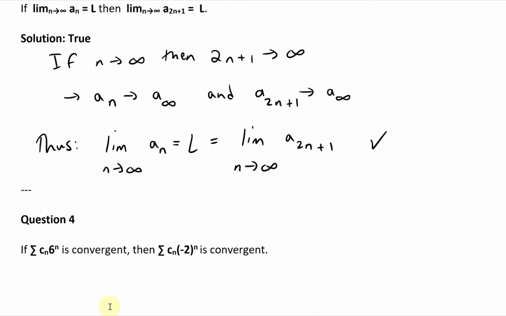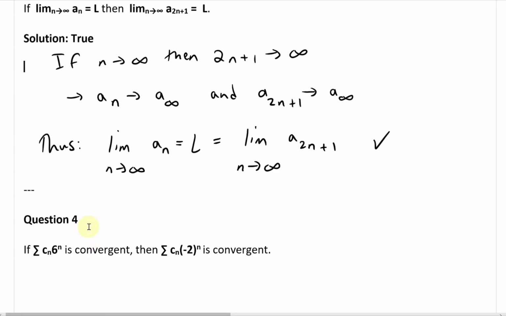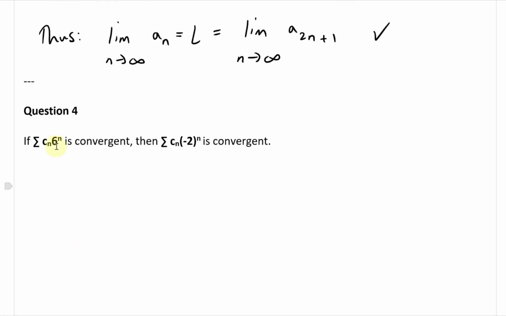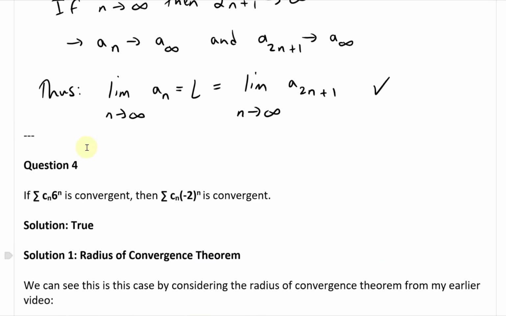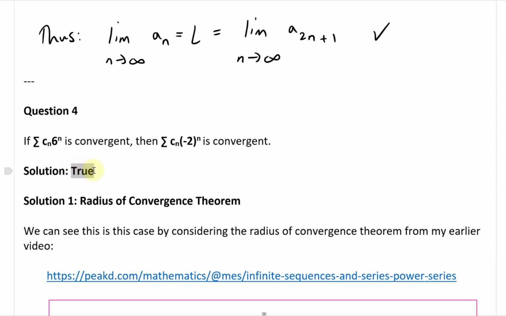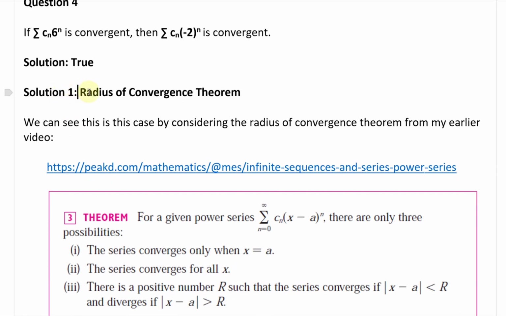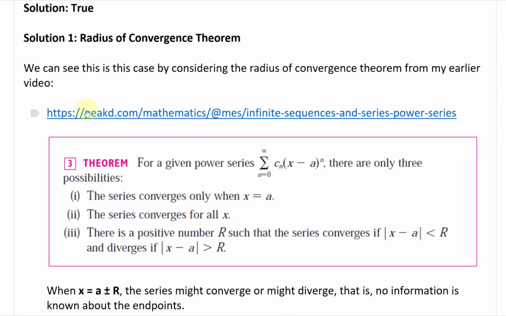Alright, so now let's take a look at question 4, and this one states, if the summation of c_n times 6 to the power of n is convergent, then the summation of c_n times negative 2 to the power of n is also convergent. Now let's take a look at the solution, and it's in fact true. I have two ways of solving this. The first one is solution 1. This involves the radius of convergence theorem for power series.